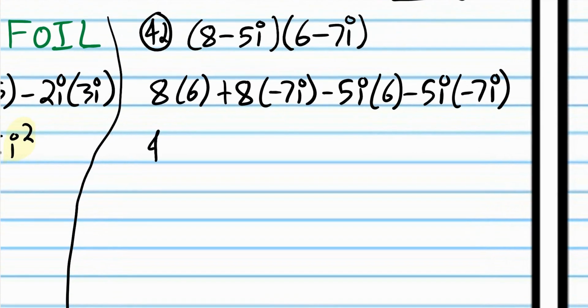8 times 6 is 48. 8 times negative 7i is negative 56i. Negative 5i times 6 is negative 30i. And negative 5i times negative 7i is positive 35i squared.